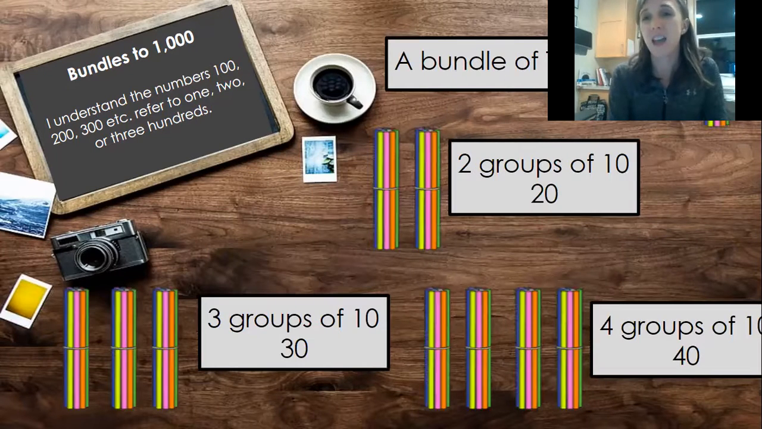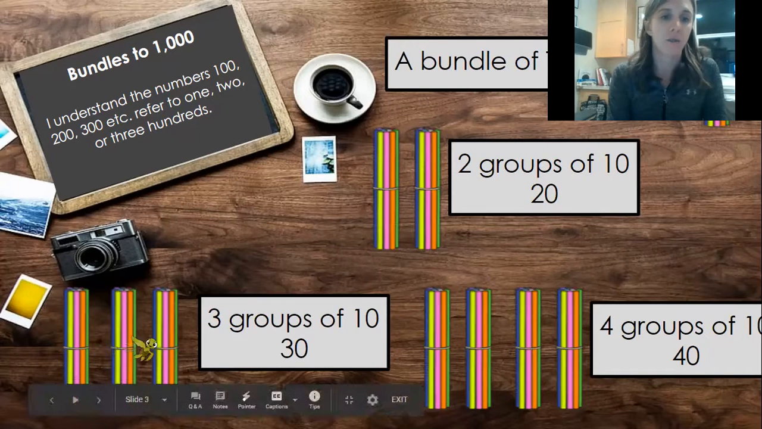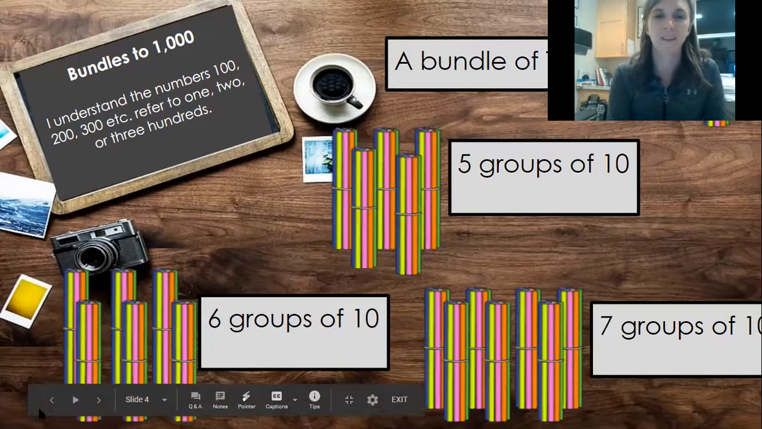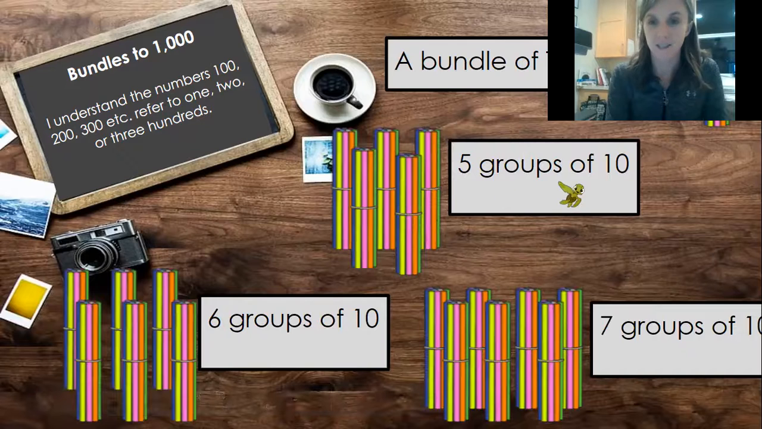Here I have 10 straws. If you look over by my little turtle, a bundle of 10 straws. Now if I have two bundles or two groups, I have 20 straws total. If I have three groups or bundles of straws, I have 30. If I have four groups of 10, 40. If I have five groups of 10, that gets me 50.